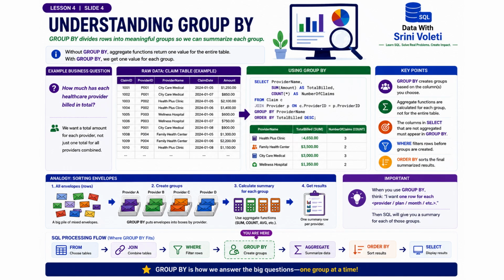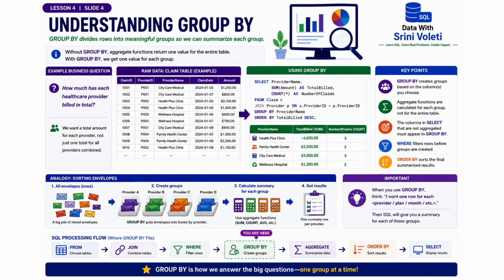Remember the simple rule: whenever you see group by, one group, one summary row. If you group by provider, you will get one row for each provider. If you group by insurance plan, you will get one row for each plan. If you group by month, you will get one row for each month. Once you understand this idea, group by becomes much easier to use. In the next slide, we'll start writing group by queries ourselves and see how SQL creates these summaries automatically.